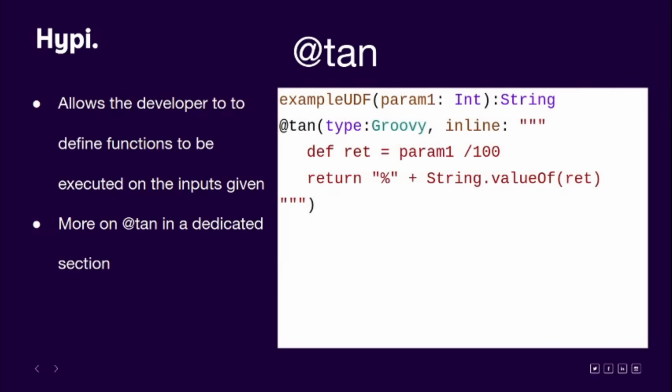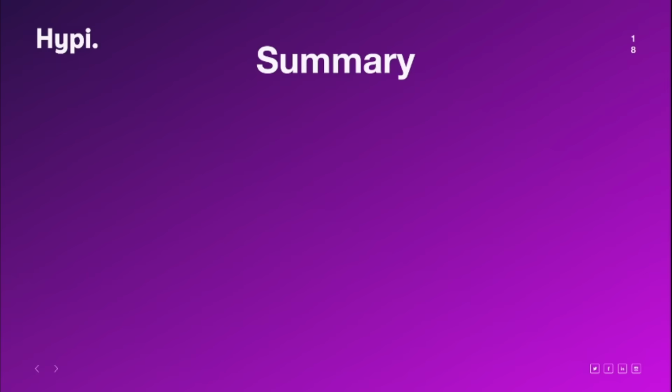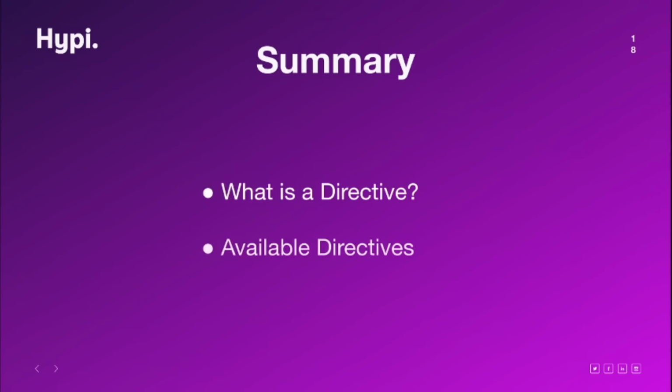In this example, we define a user-defined function, UDF, that takes an integer as a parameter and returns a string. In the Groovy code, we'll divide the integer value by 100 and format the string with a percentage sign before returning it. In this session, we have learned what a directive is and the different types of directives available in Hypi. Don't forget to check the Hypi documentation for latest updates and more examples.